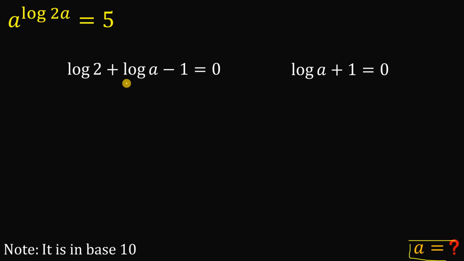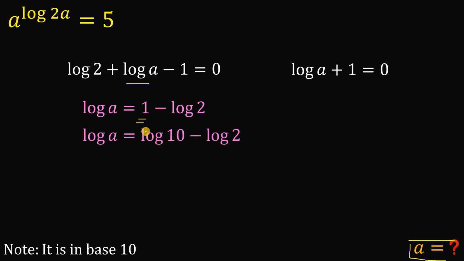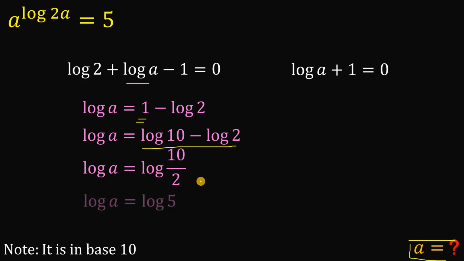Alright, now on this first case, let's isolate logarithm of a. So we have logarithm of a equals 1 minus logarithm of 2. Now we can rewrite this one as logarithm of 10. And again, using some properties of logarithm, we can combine these two logarithms as logarithm of 10 over 2. And 10 divided by 2 simply equals 5. And comparing the left-hand side and the right-hand side, we can clearly say that a equals 5. So we found one solution or one value of a that satisfies this equation. So we know a equals 5.